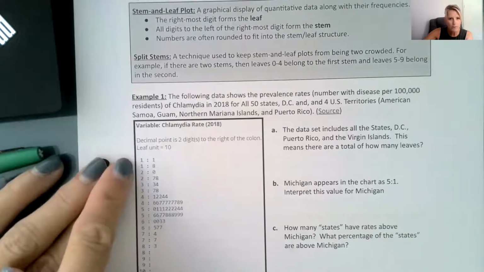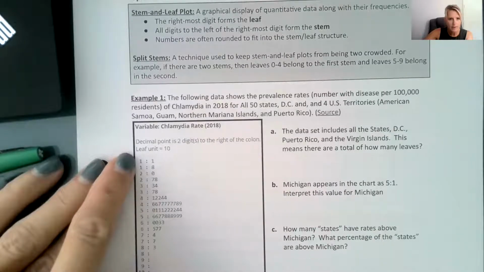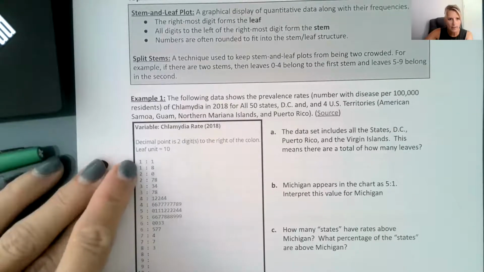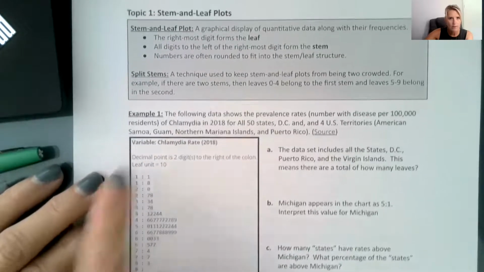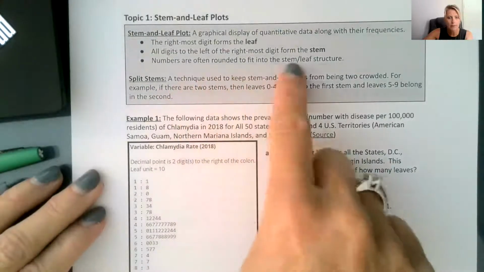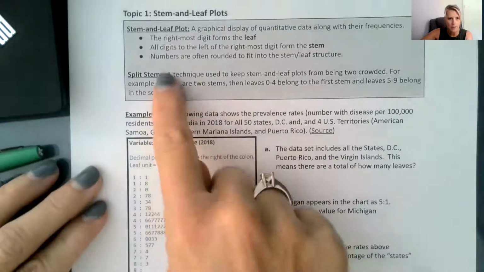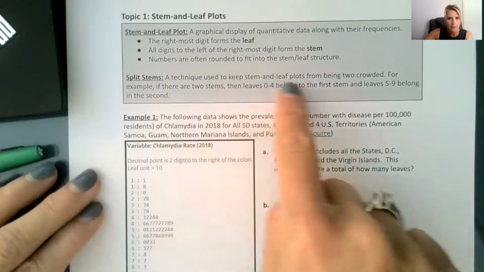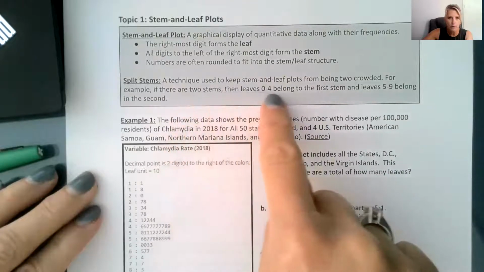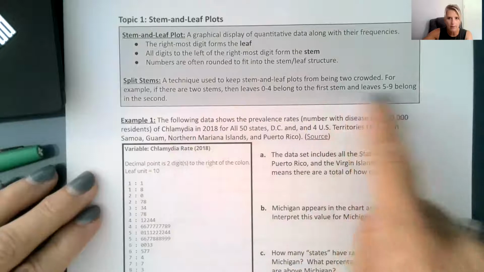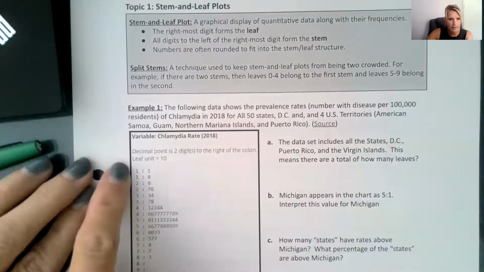A lot of times it'll just be 1, 2, 3, 4. This one they broke into halves. So this is the first half of the ones. This is the second half of the ones. This is the first half of the twos. This is the second half of the twos. Numbers are often rounded to fit into the stem and leaf structure. And so this one would be considered one of those split stems, a technique used to keep stem and leaf plots from being too crowded. For example, if there are 2 stems, then leaves 0 through 4 belong to the first stem and leaves 5 through 9 belong to the second. So that's what this is.